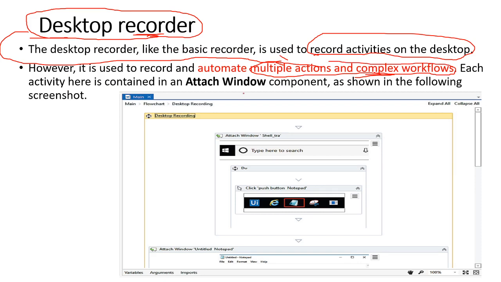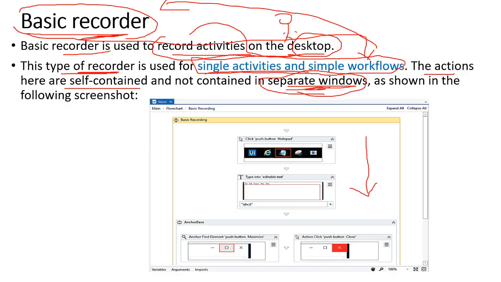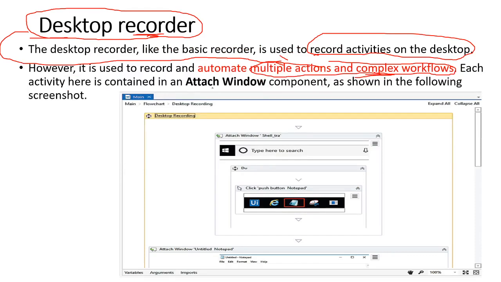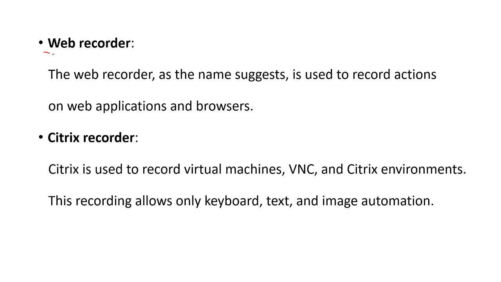Okay, and another difference is, as I said, no separate windows are used in the basic recorder to specify the action, right? But here a window component called attach window is used to specify the action. I will tell you what this attach window is, and how to get it, once again practically in the next class. Clear?